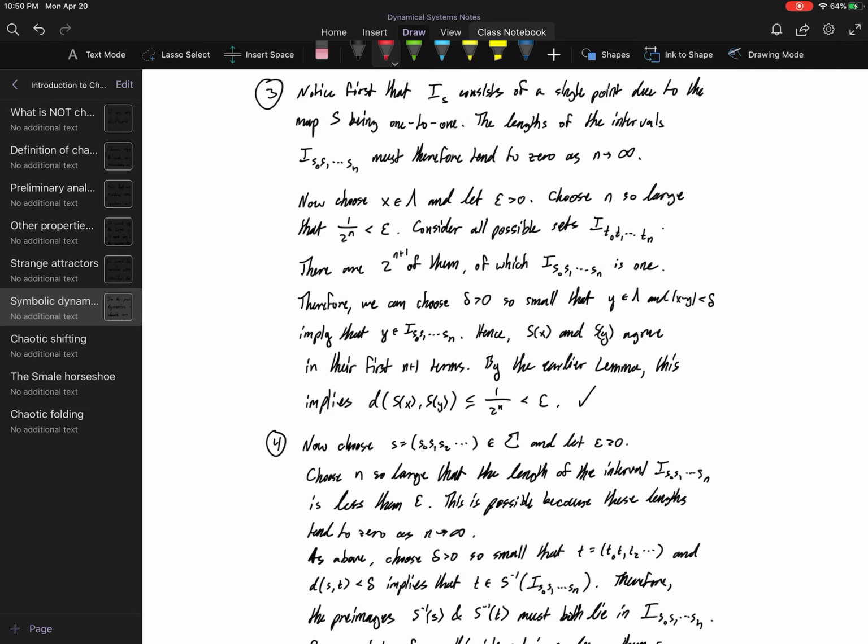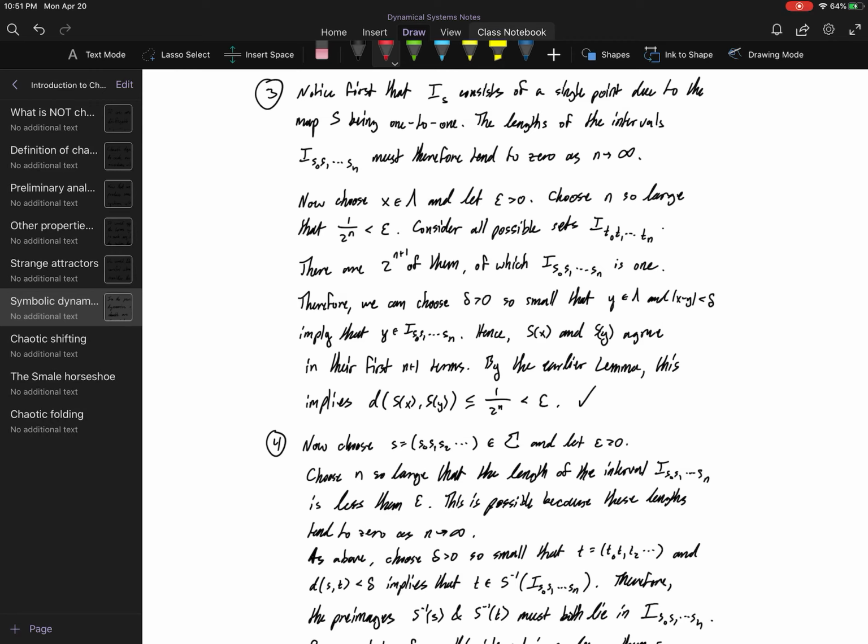In particular, we can choose delta so small that saying that I'm in lambda and that I'm within delta of this particular x, right? He's got a particular itinerary associated with him, and that's the s that I'm talking about. Those two properties alone imply that y has to be in this particular interval. So that means that s of x and s of y agree in their first n plus 1 terms.